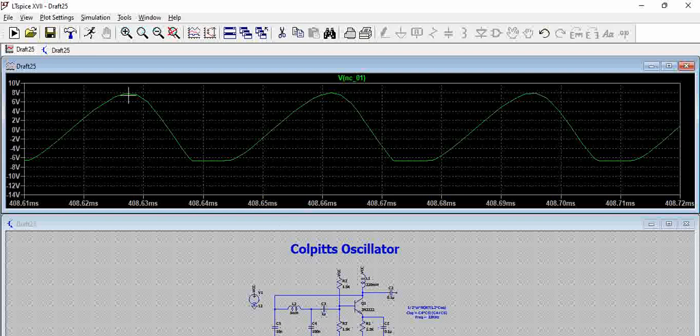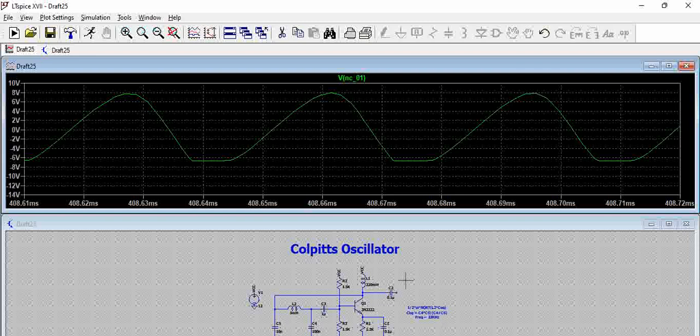Now if we see here, this is around 408.6274, and this is around 408.6619. So if we calculate the time period difference and invert it, you get an output frequency of approximately 23 kilohertz.